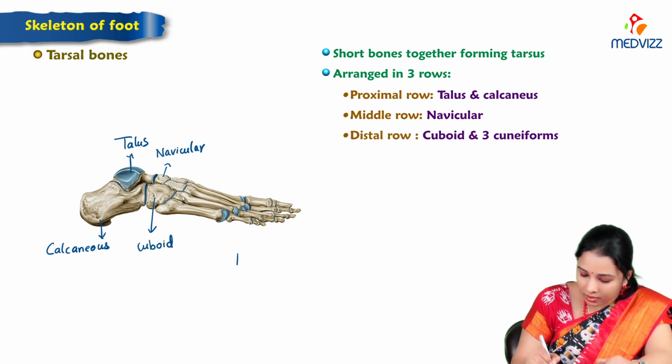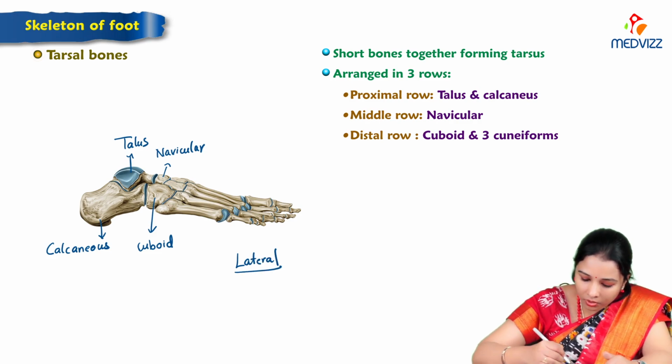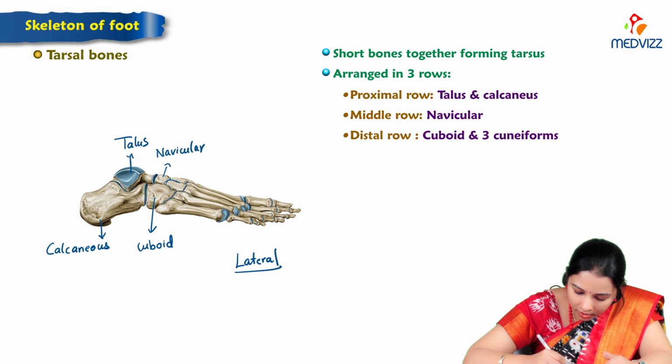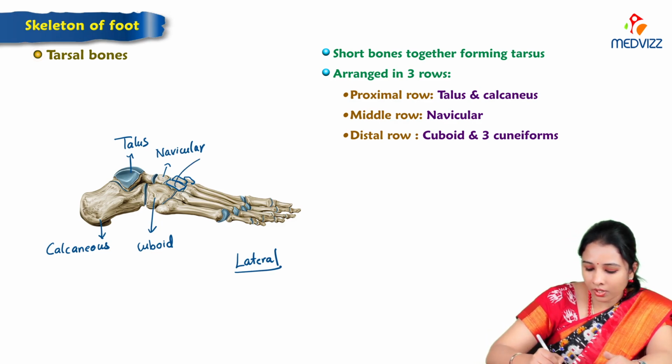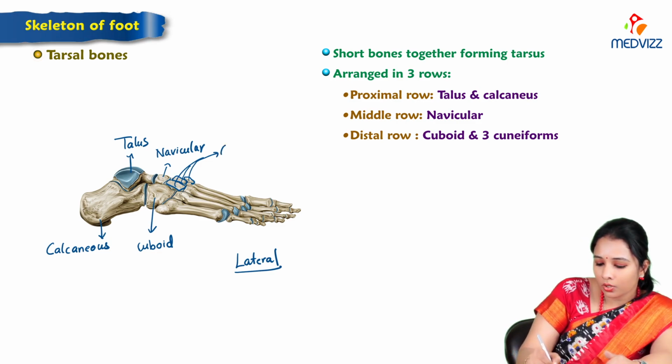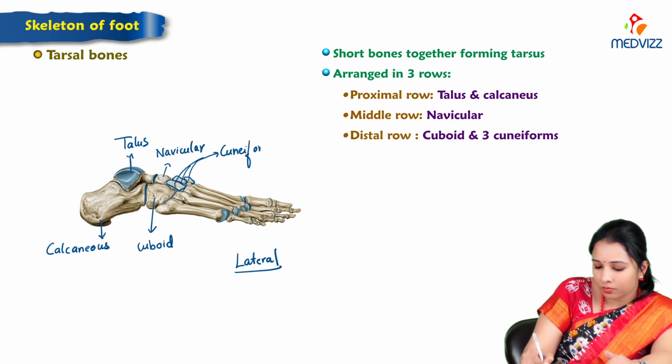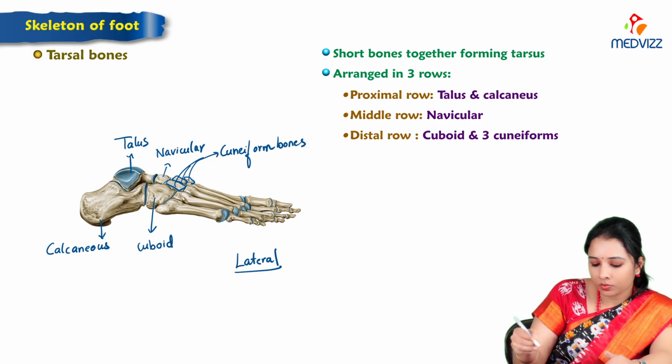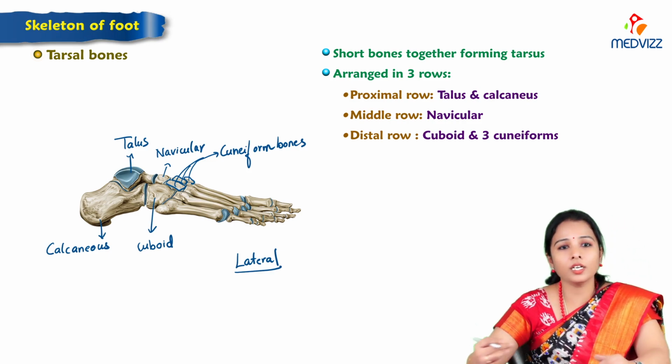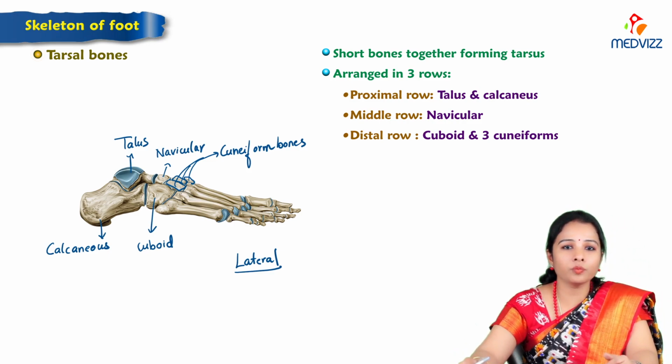So this is the lateral view of the skeleton. From the lateral side we can see cuboid, and there are 3 cuneiform bones which are present on the medial side and well appreciated on the medial side. These 3 bones are called as cuneiform. So the cuneiforms are lateral, intermediate and medial cuneiform bones.